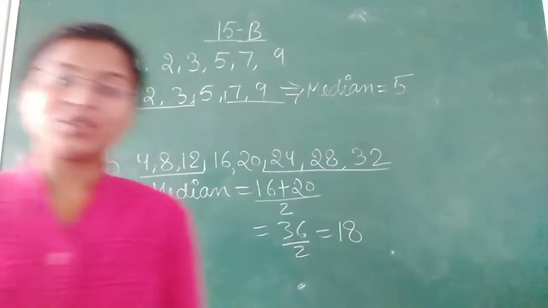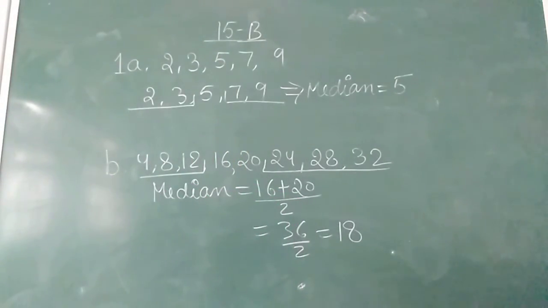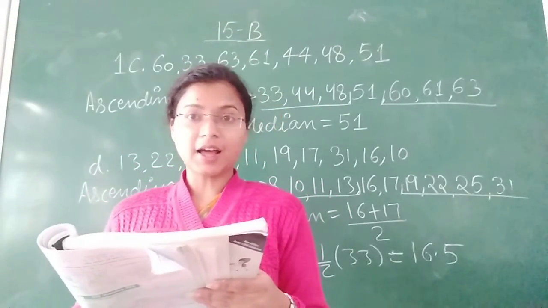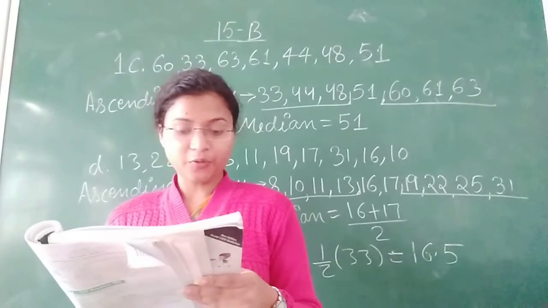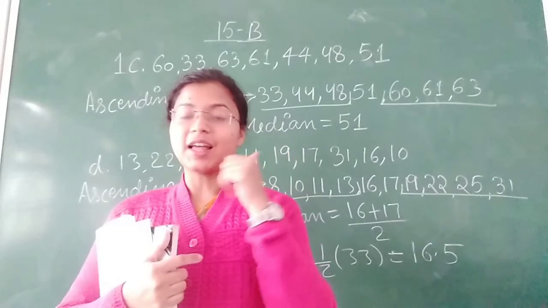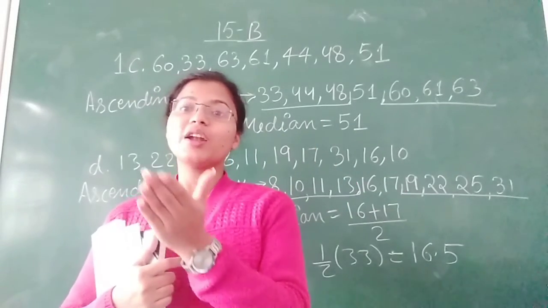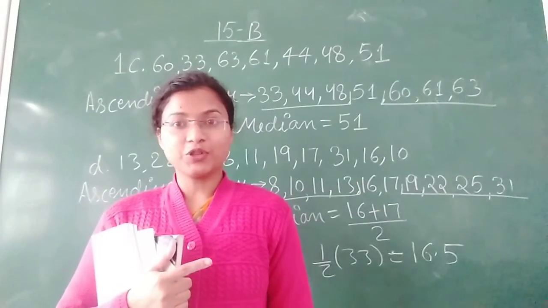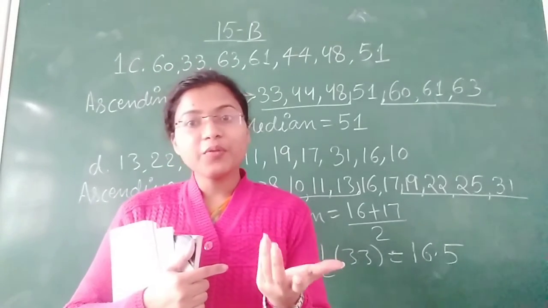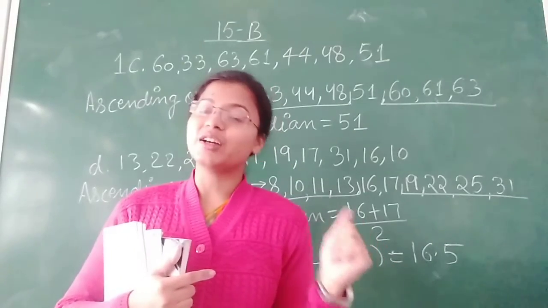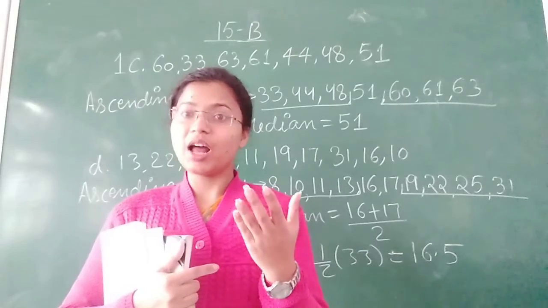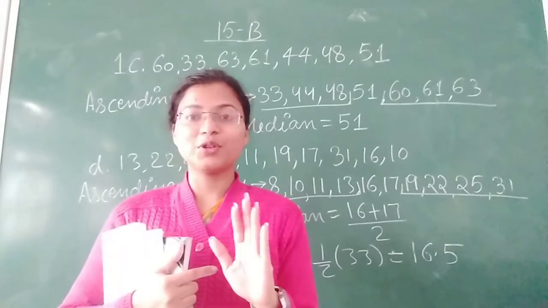Now let's start next question. Next question number C. Digits are given 60, 33, 63, 61, 44, 48 and 51. So you can see that these digits are neither arranged in ascending order nor in descending order. So your first step should be to arrange in ascending order or in descending order. It will be more convenient to arrange it in the ascending order. That's why I am rearranging it in the ascending order. But you can arrange it in descending order as well. That is also correct.